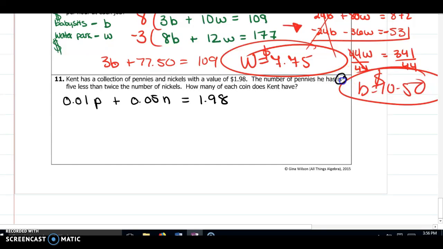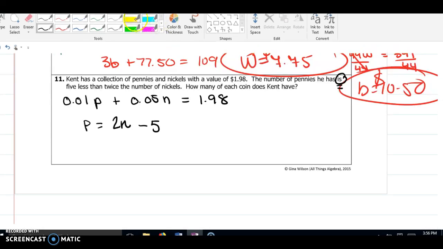The number of pennies he has is. When you see is, that means equal. So all they said is pennies is. Pennies equals 5 less than, which means I'm taking 5 away from something, not necessarily saying 5 minus, but I'm saying 5 less than something that they're about to talk about. 5 less than twice the number of nickels, which can be labeled 2n. How many of each coin does Kent have?